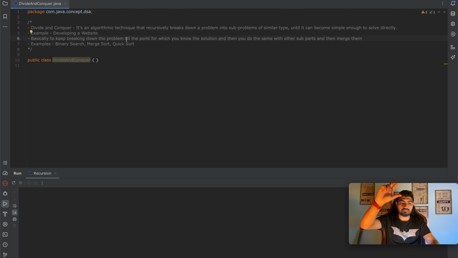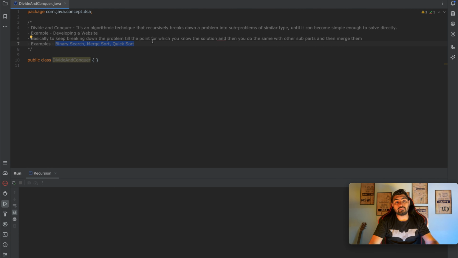First you had a problem, you kept on dividing into sub problems till the point it becomes the smallest to solve. Then once you have the solution for the sub problem, you kept on merging them till you get the solution for the main problem. So divide and then conquer.